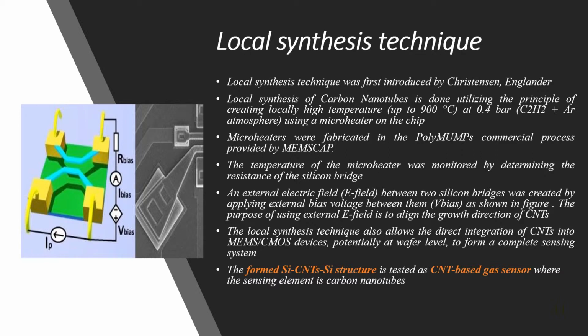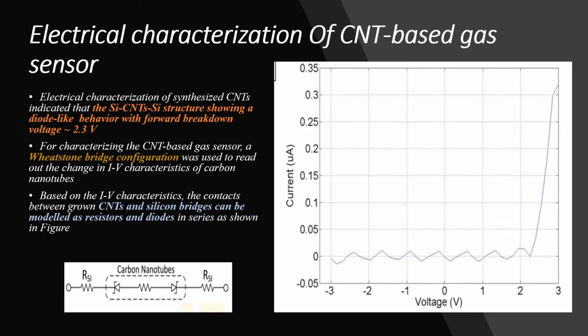The formed silicon carbon nanotube structure is tested as the carbon nanotube gas sensor, where the sensing element is the carbon nanotubes. Now, I would like to discuss the electrical characterization of the carbon nanotube gas sensor. The electrical characterization of synthesized carbon nanotubes indicated that the silicon carbon nanotube structure shows a diode-like behavior with a forward breakdown voltage of 2.3 volts, as shown in the figure.